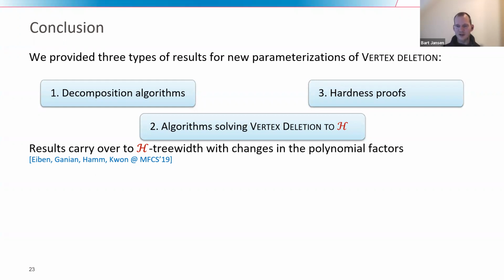If you have seen treewidth, there is a variant of treewidth which is called H-treewidth. It was recently introduced by Eiben, Ganian, and Kwon.